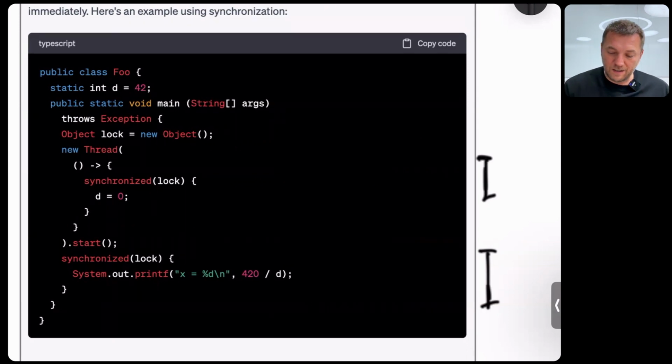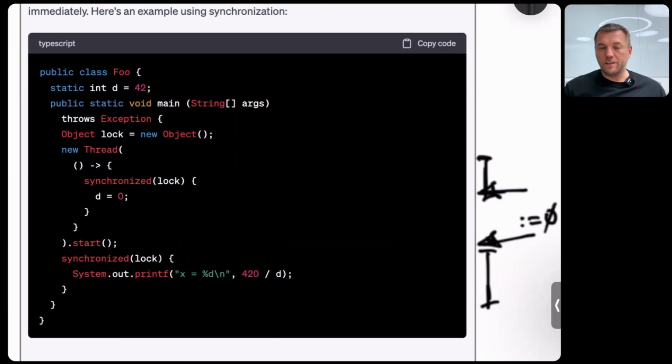Because the setting to 0 may happen right before this block of code. So we can set it to 0 here before the division happens. So the actual solution to this problem is not the synchronization. It's probably, well, I don't even know how to solve this right.